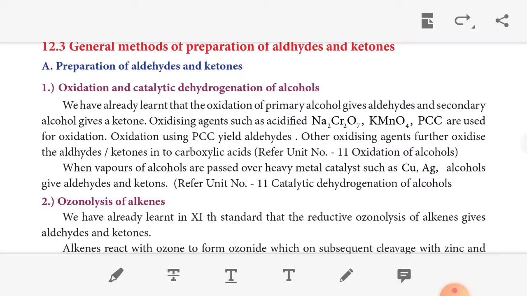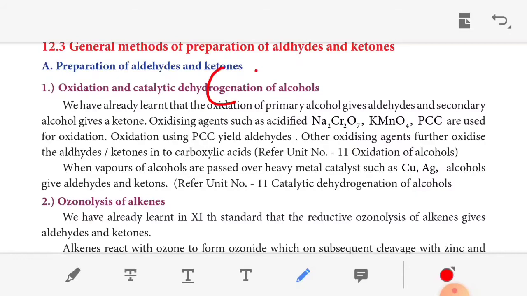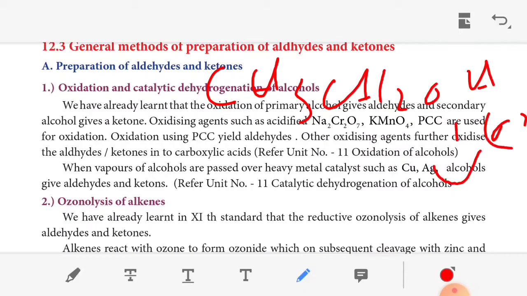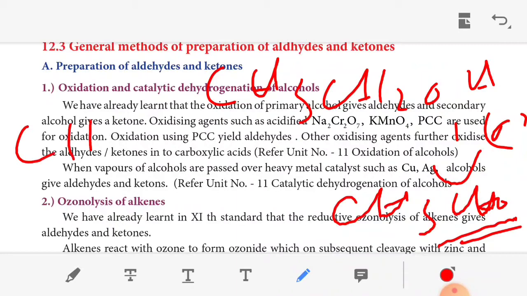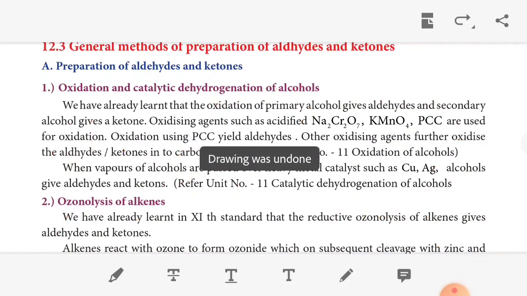We have already learned that oxidation of primary alcohol gives aldehyde and secondary alcohol gives ketone, in a previous lesson, the hydroxy lesson, where we discussed it in detail. The primary alcohol, CH3CH2OH, ethyl alcohol, on oxidation gives CH3CHO, that is an aldehyde. Then the secondary alcohol gives a ketone. So remember it.